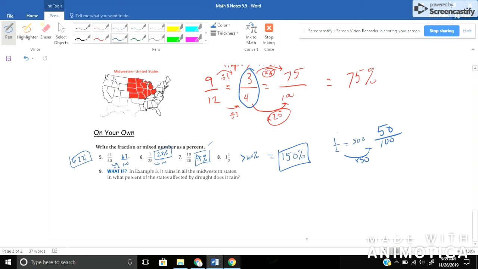And lastly, it says it rains in all the Midwestern states. What percent of the states affected by drought does it rain? Okay, well, if it rains in all of them, that would be 100%. That all is always, the total would be 100%.